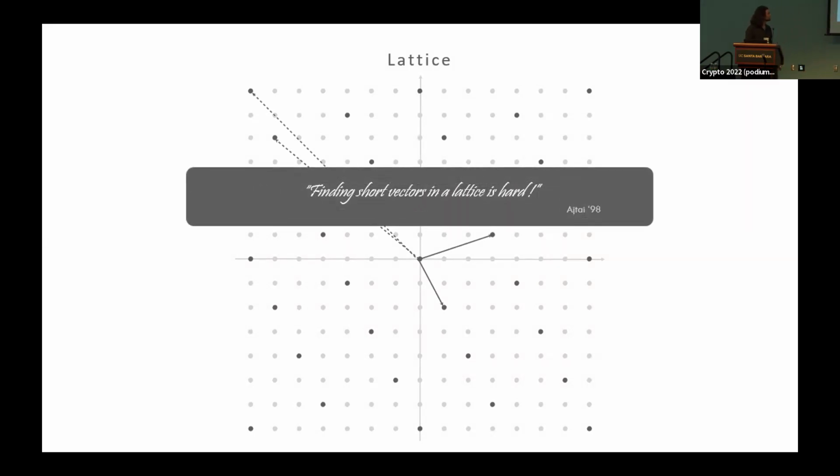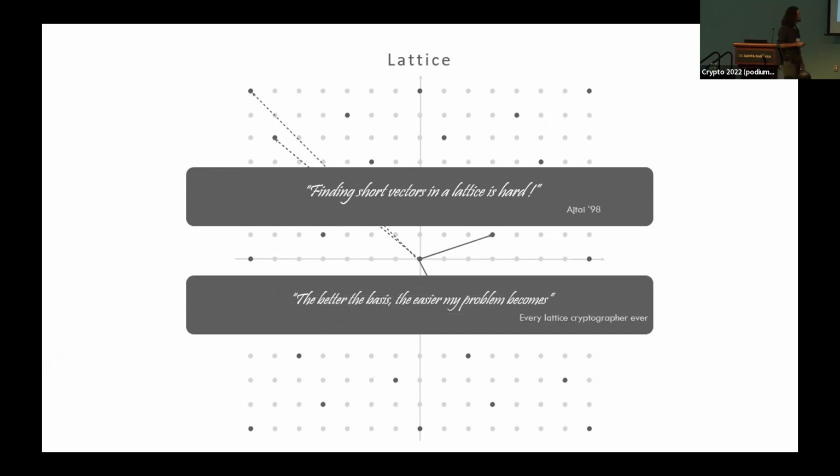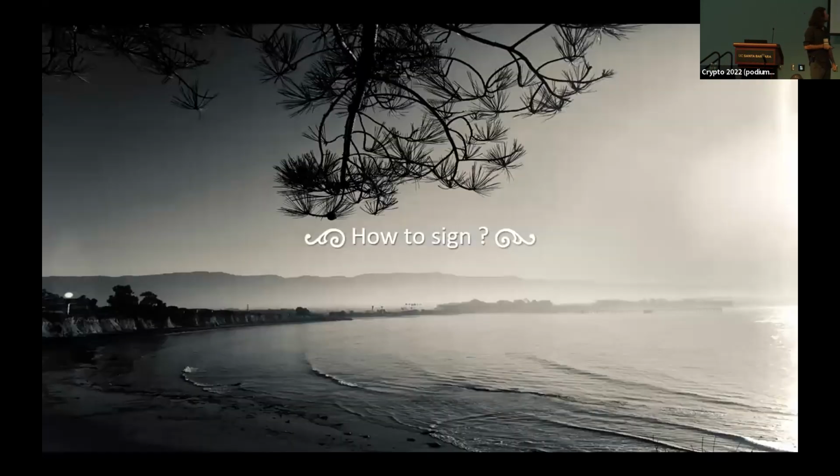The first motto about lattices is that finding short vectors in a lattice is a hard problem. This quote comes from Ajtai in '98. The second motto you should remember is that the better my basis is, the easier my problem becomes. It's basically an apocryphal citation from every lattice cryptographer ever. Just remember that for the rest of the talk. I was speaking of signatures, so let's see now how to sign.